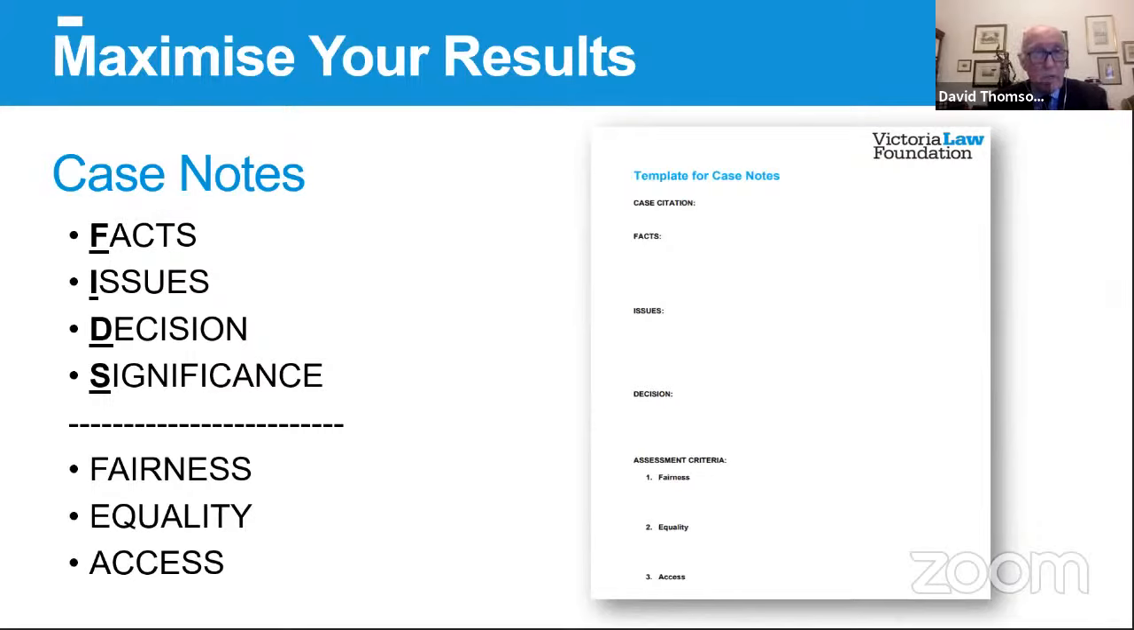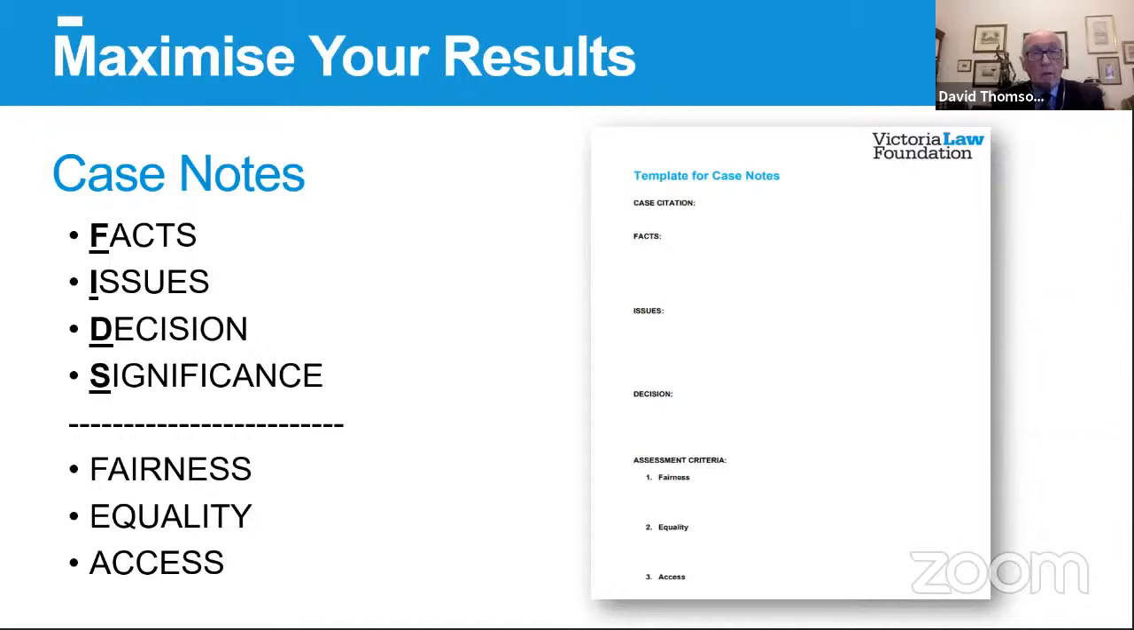D obviously stands for decision. Who won the case? And the significance is, what significance does this case have? In other words, why on earth are we studying this particular case? Has it altered the law? Has it created new law where no law existed before? Has it interpreted a statute, which in turn might make new law?